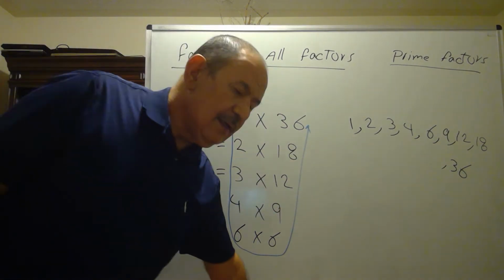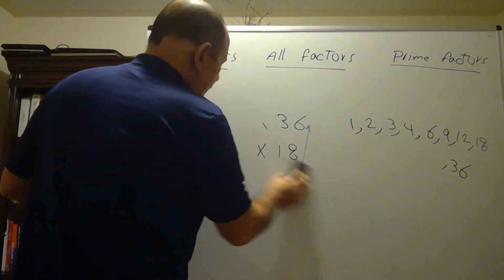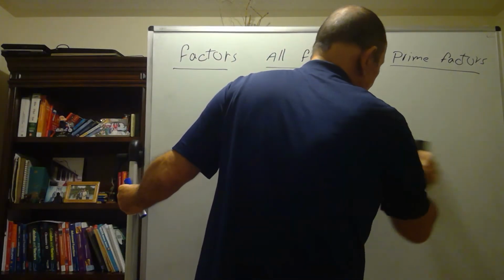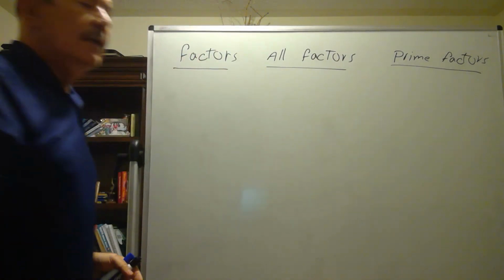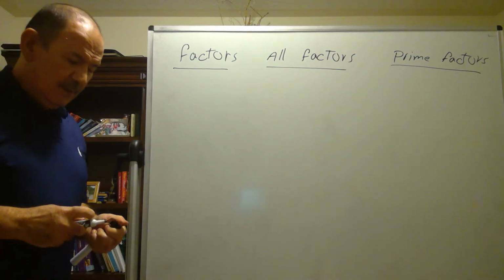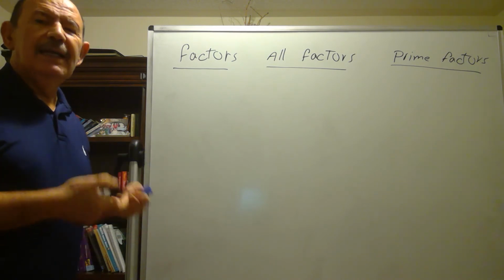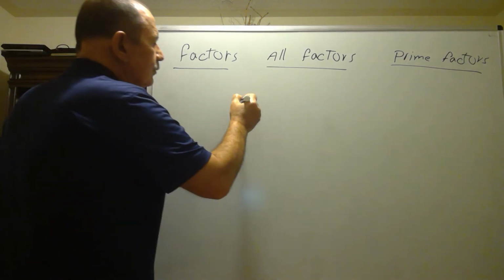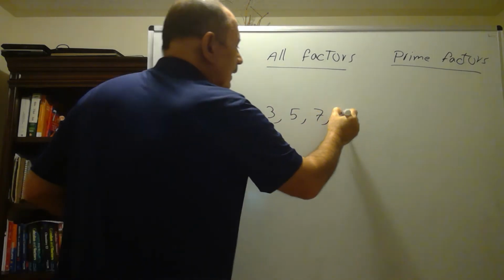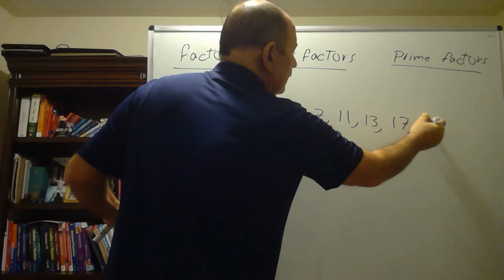Now, the other one is going to be prime factors. How can we find prime factors? Prime factors are the same as all factors, but we are looking for the numbers that are prime. Do you remember the definition of prime numbers? Prime numbers are the numbers that are divisible only by 1 and themselves. And they are 2, 3, 5, 7, 11, 13, 17, 19, and so on.